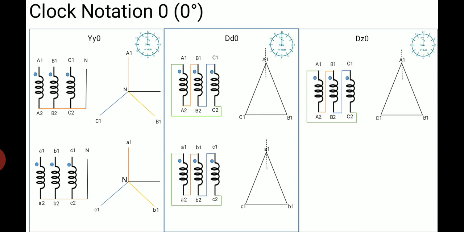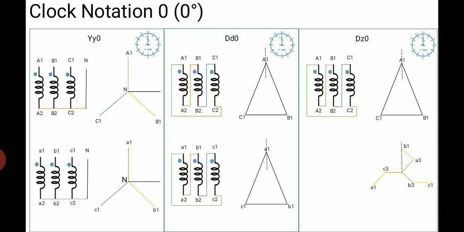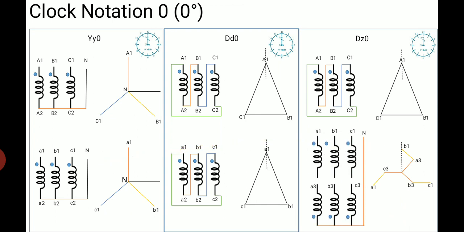So, delta is obtained by connecting A2 with B1, B2 with C1 and C2 with A1, and Z stands for zigzag. So the secondary side is connected in series with the other coils of the same circuit. So in the zigzag transformer, the new concept is there.